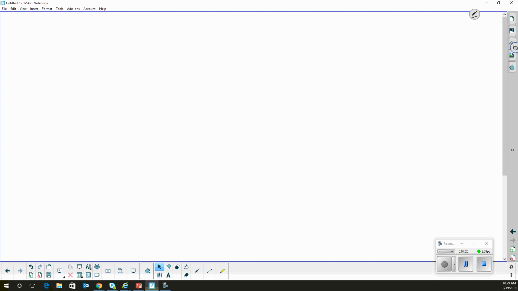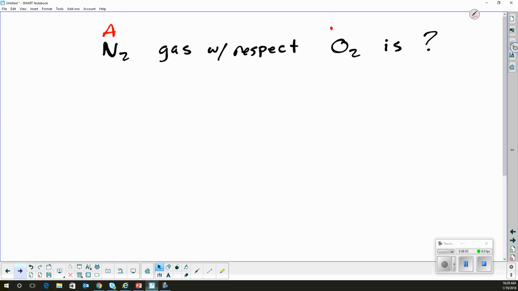Okay, Graham's is often done when you're talking about the speed of a gas versus another gas. So if they say N2 gas with respect to O2, how fast is it, the relative rate is usually the words they use. So when I have something like that, I always identify as I first come along, this is going to be my A, this is going to be my B.